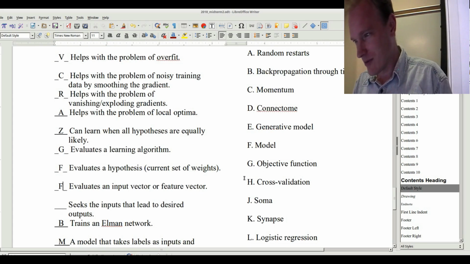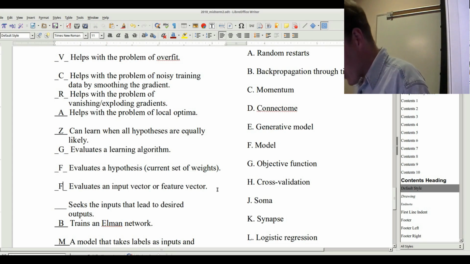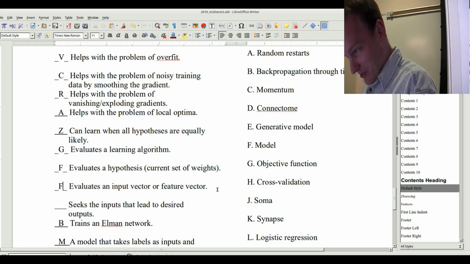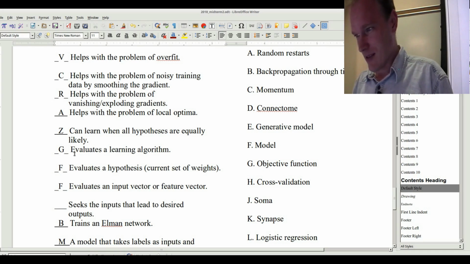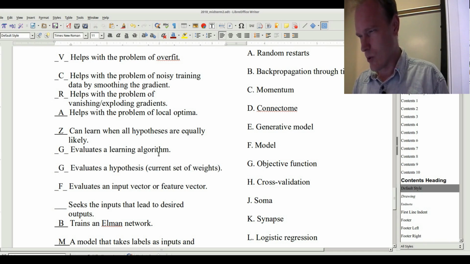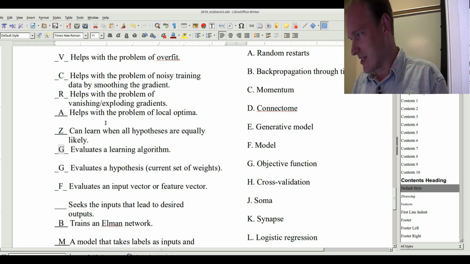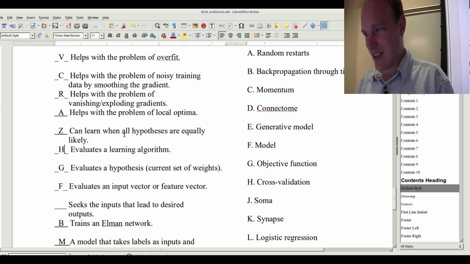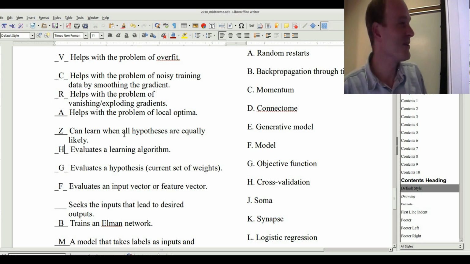That's the model. Wait a minute. Now which one did I do? I did one of those wrong. This one's wrong. What evaluates a hypothesis is an objective function. Ooh. That means this one is not G. That's cross-validation. Gah! If I can't even get my own test right, how can I expect you guys to?